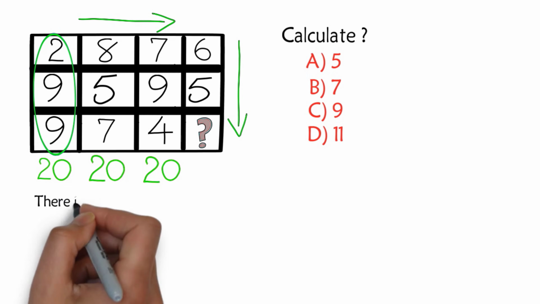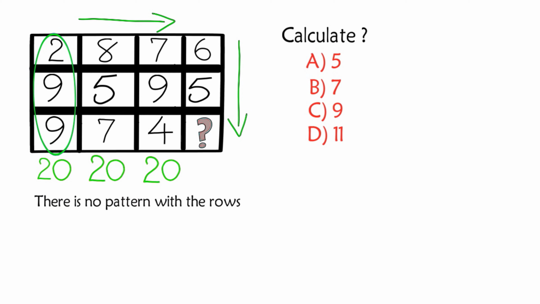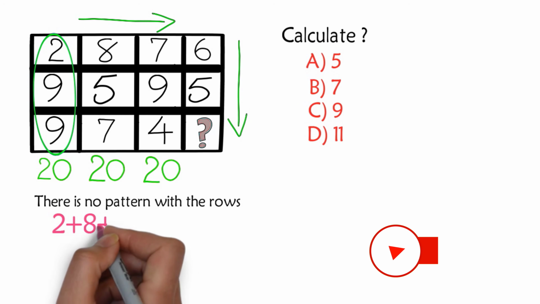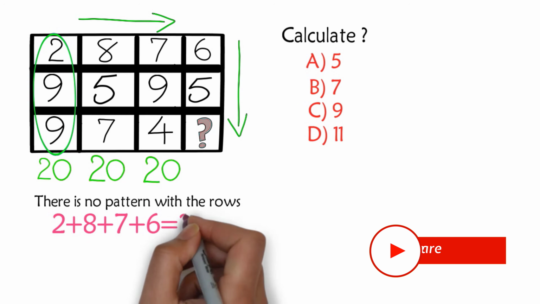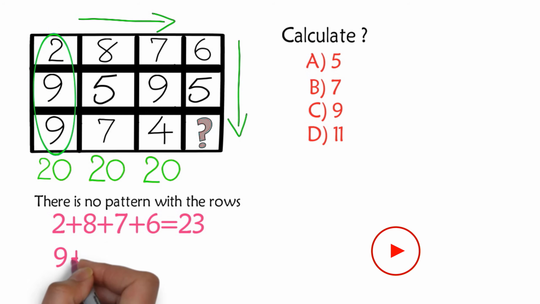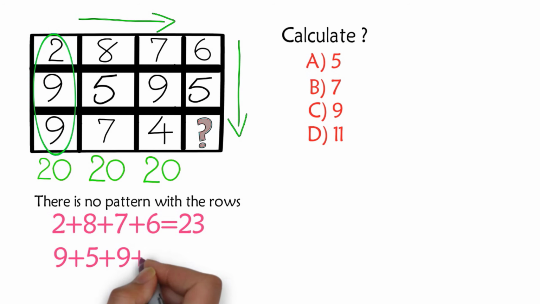We also want to check if there is a pattern with the rows, and there is no pattern, because the first row adds up to 23. 2 plus 8 plus 7 plus 6 equals 23. And the second row adds up to 28. 9 plus 5 plus 9 plus 5 equals 28. So there is no pattern.